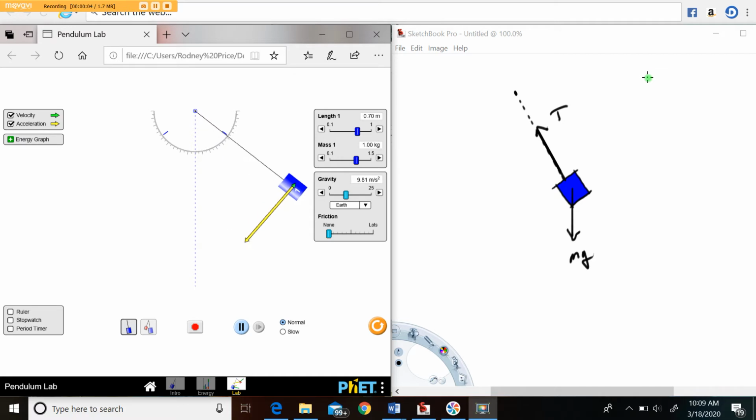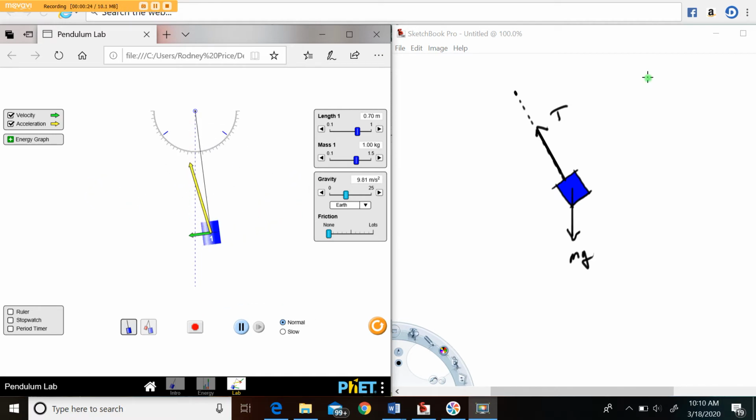I'm making this video here to demonstrate how to write force equations for objects undergoing circular motion. So first of all, we're going to talk about the simulation I've got running here. This is just a simulation of a basic pendulum that has a length of 0.7 meters and a mass of 1 kilogram oscillating back and forth.